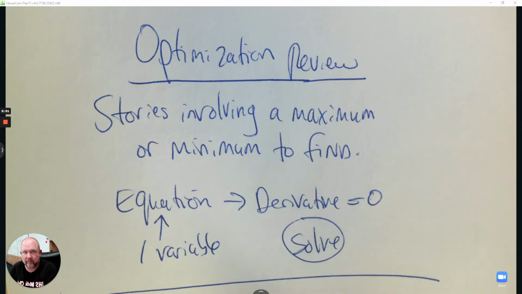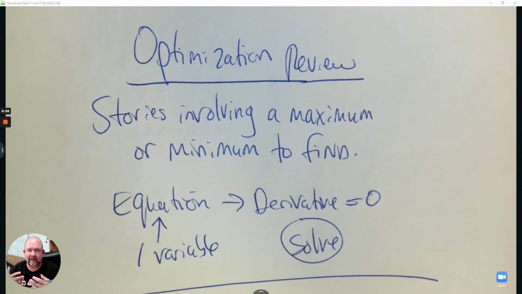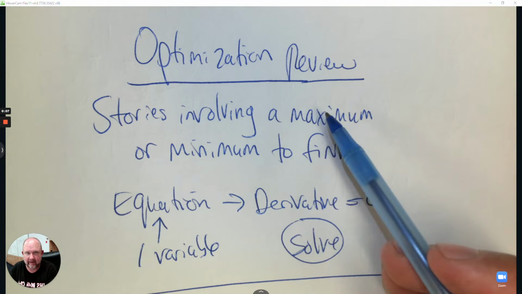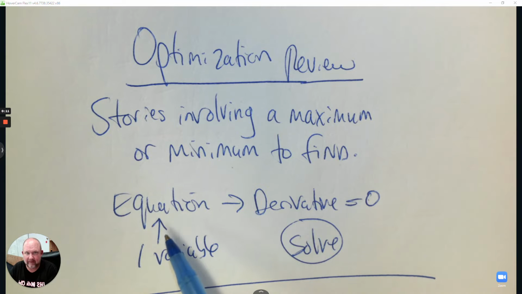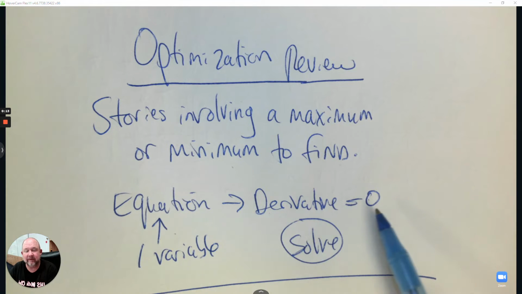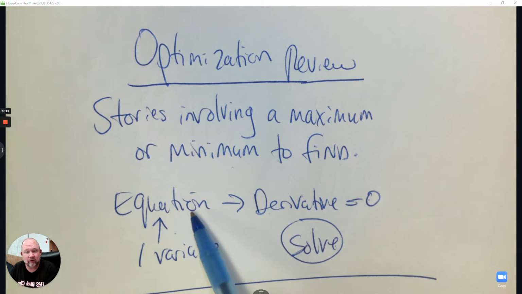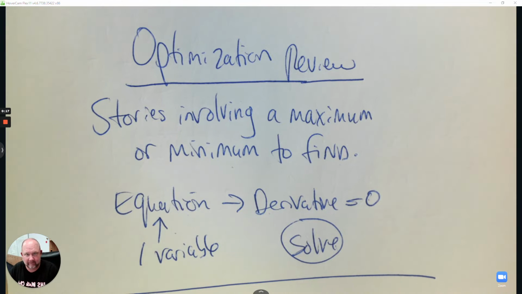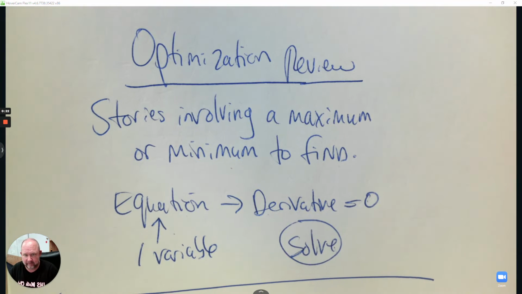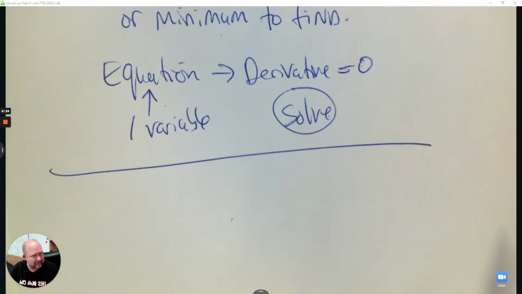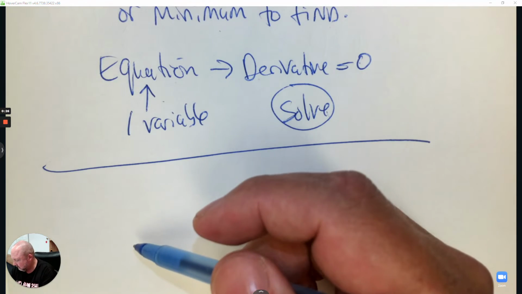All right, so here's a review on optimization. When we say something's optimal, those are stories involving finding either a maximum or minimum. And that means we need an equation, we need to take the derivative equal to 0 and solve it, and we need to make sure that equation has one variable. So sometimes you have two, so you can do a substitution to make it one variable. So let's look at a couple examples, and then you get a chance to redo that quiz.